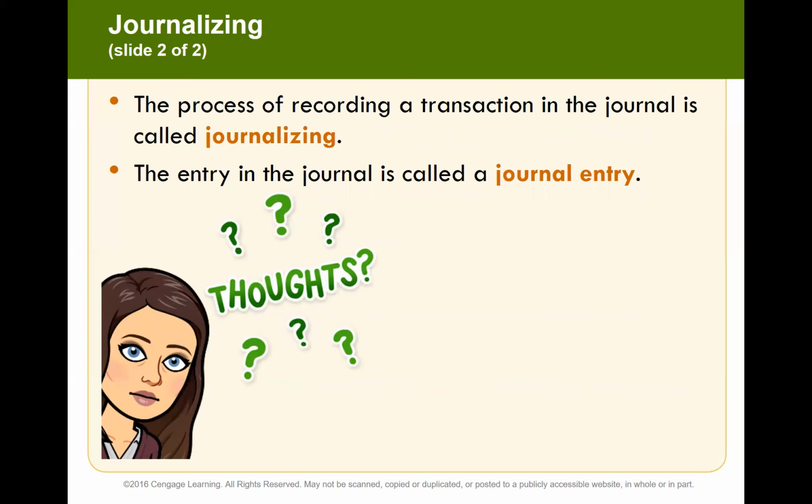The process of recording a transaction to the journal is called journalizing. And then the entry in the journal is called a journal entry. So you're going to have a journal, and when you record to the journal, it's called journalizing, and what you record is a journal entry. And then all your journal entries are recorded to the general ledger. The general ledger is a list of all the transactions for that business entity.